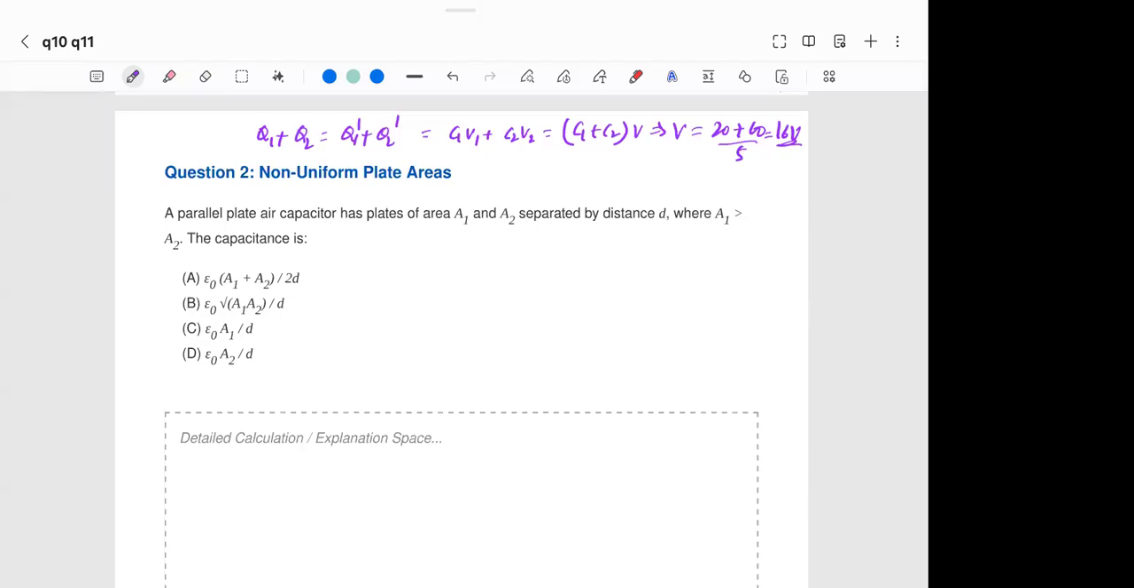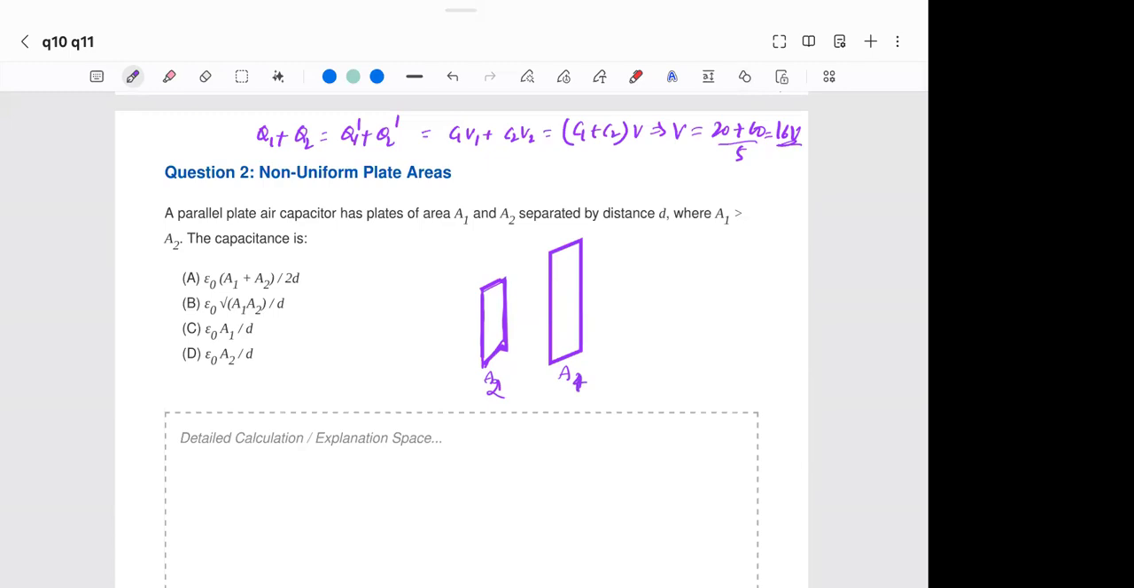A parallel plate air capacitor has areas A1 and A2. So this is one plate. Here you have another plate. So its area is A1. Its area is A2. Let us say A2; he told A1 is more than A2.